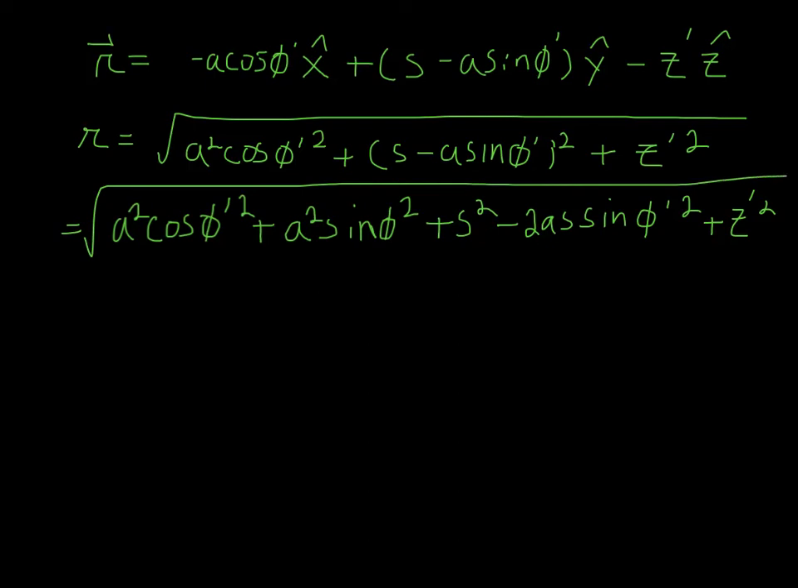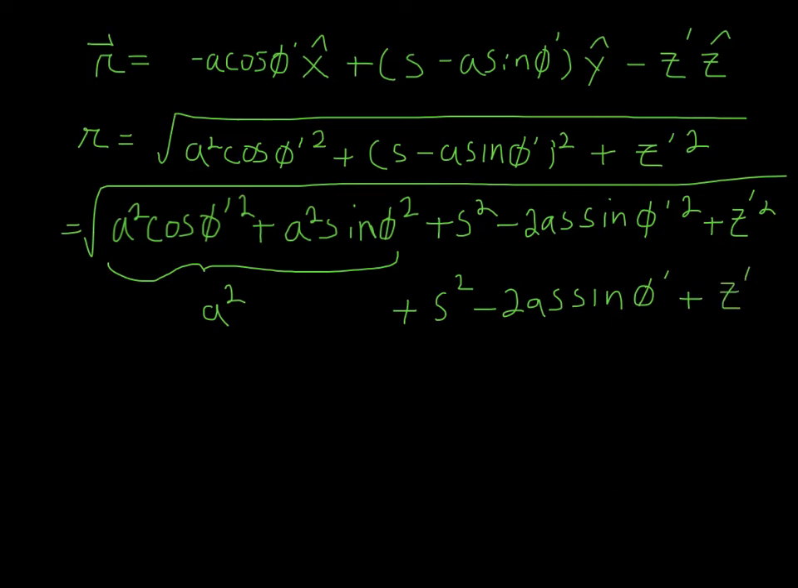Okay, check it out. The reason I did this term here, when I group them, that's just going to be a squared, right? Because cos phi squared plus sine phi squared is going to be 1. All right, so that's going to be a squared, again, plus s squared minus 2as sine phi prime plus z prime squared. That whole thing's under the radical.